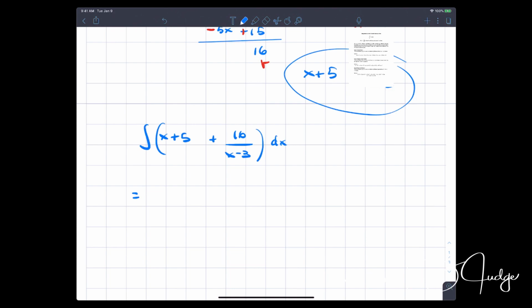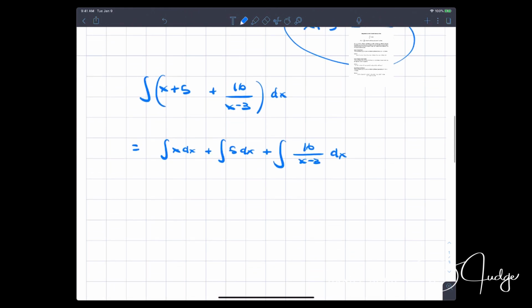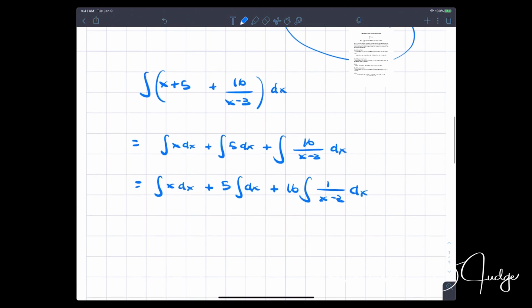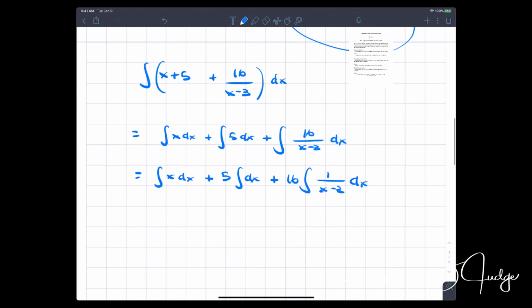We can also pull out our constants. So I can say this is the integral of x dx plus an integral, let's say, 5 dx, plus an integral of 16 over x minus 3 dx. And similarly, we get the integral of x dx plus 5 times the integral dx. Pull out your 16, we get 1 over x minus 3 dx. So as you guys can see here, just using properties now, we can answer this question.